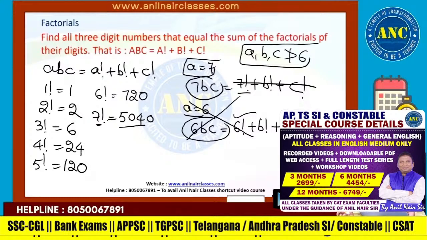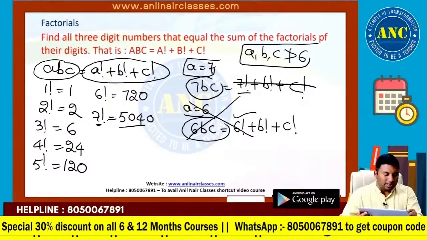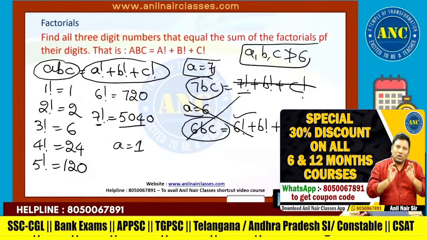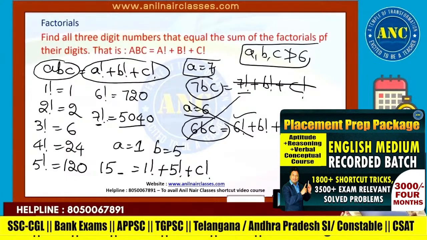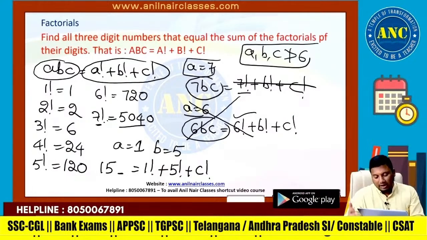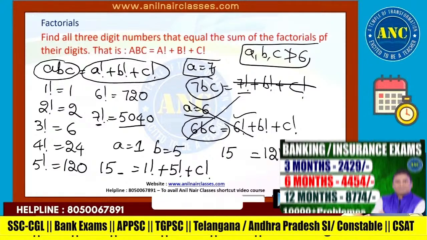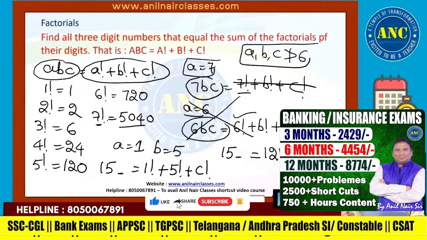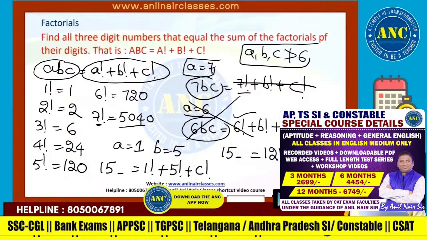So let us check whether it is giving you 5. What we'll do is, to get this value, let us keep one value lowest and another value highest. So this will become 1 factorial plus 5 factorial plus c factorial equal to 150-something. This value we require. 1 plus 120 is 121. 121 plus c factorial equal to 150-something. So let us see. C is 3, 3 factorial is 6, 121 plus 6 is 127. 4 factorial is 24, 145.